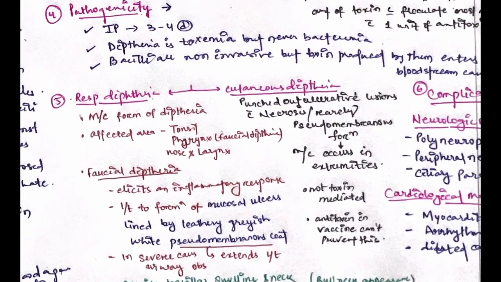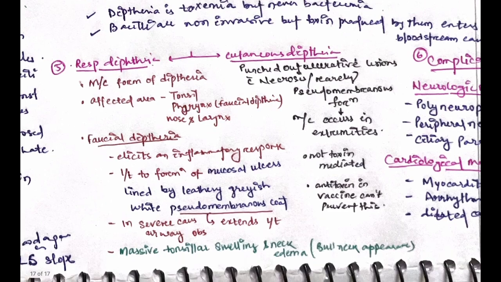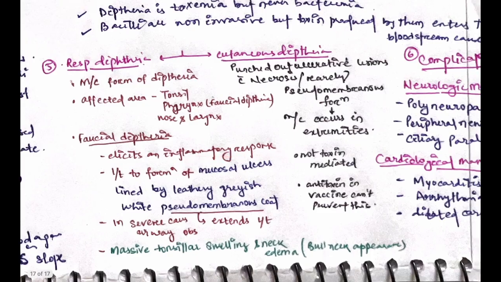Now, diphtheria is of two types: respiratory diphtheria and cutaneous diphtheria. Respiratory diphtheria is the most common form of diphtheria. Most affected areas are the tonsil, pharynx, that is the faucial diphtheria, then the nose and larynx. Faucial diphtheria elicits an inflammatory response which leads to the formation of mucosal ulcers, which are lined by a leathery, grayish white pseudomembranous coat.